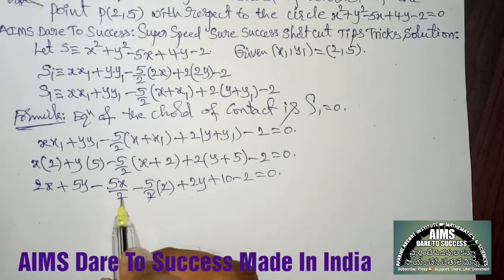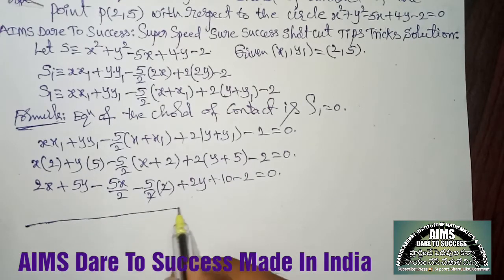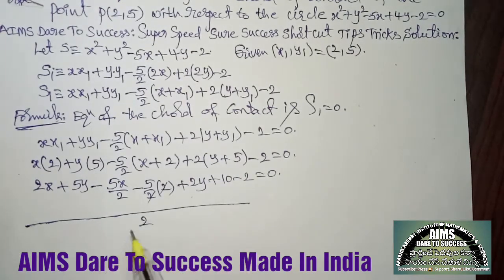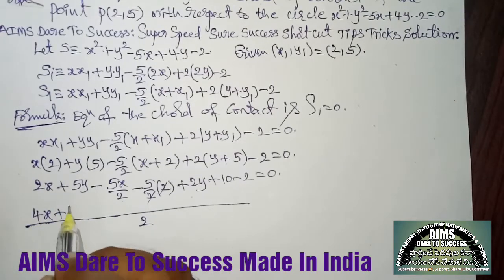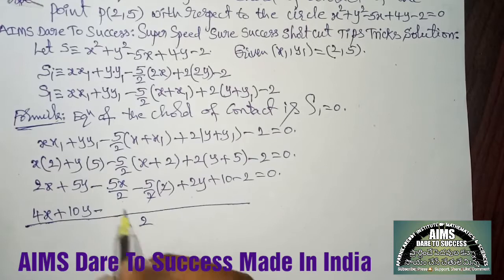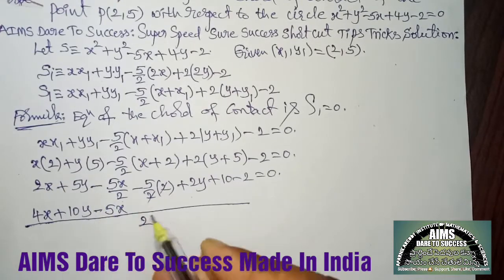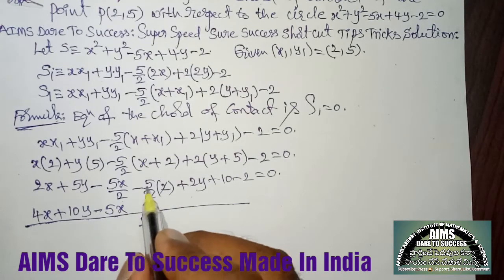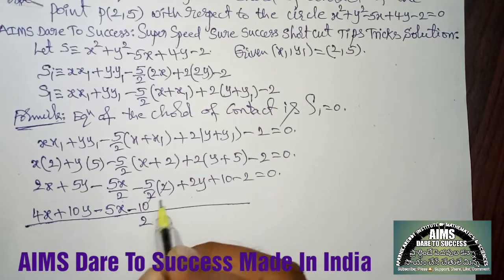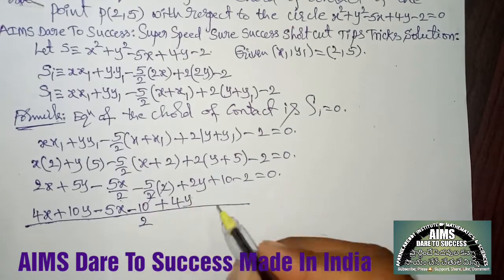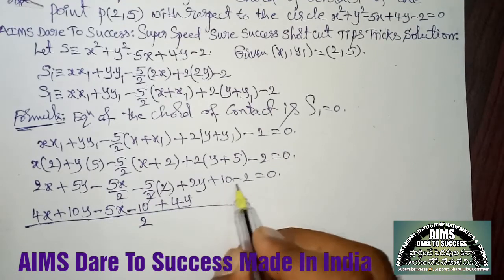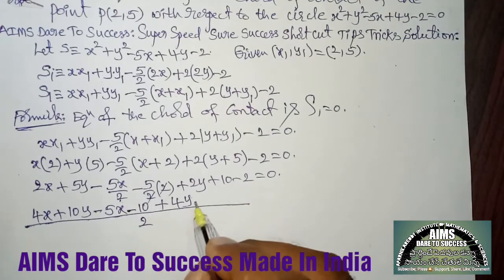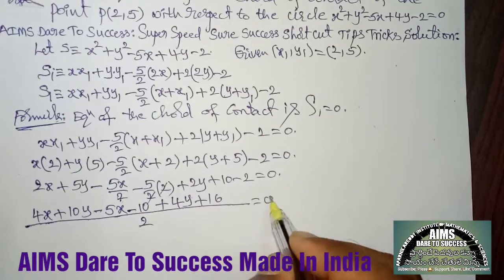Here you can see 2 is in the denominator, so directly I wanted to take 2 as LCM. We get 2 into 2 is 4x plus 2 into 5, 2 5s are 10y, minus 5x as it is. And next the 2 get cancelled, so next 2 into 5 is 10, so minus 10 plus this 2 and 2y multiplying we get 4y. Plus, 10 minus 2 is 8. 8 into 2, 8 2s are 16, equal to 0.